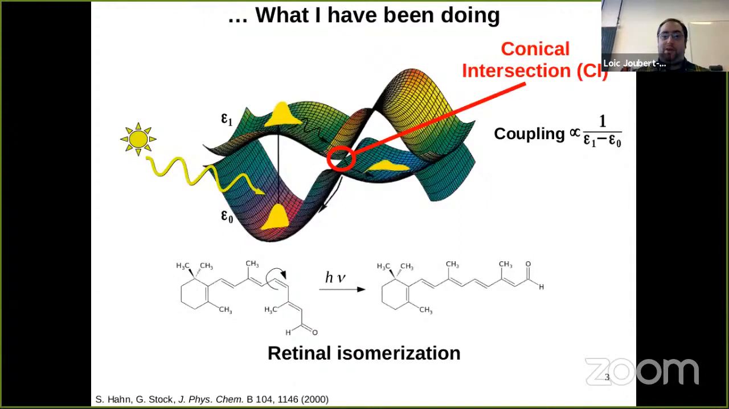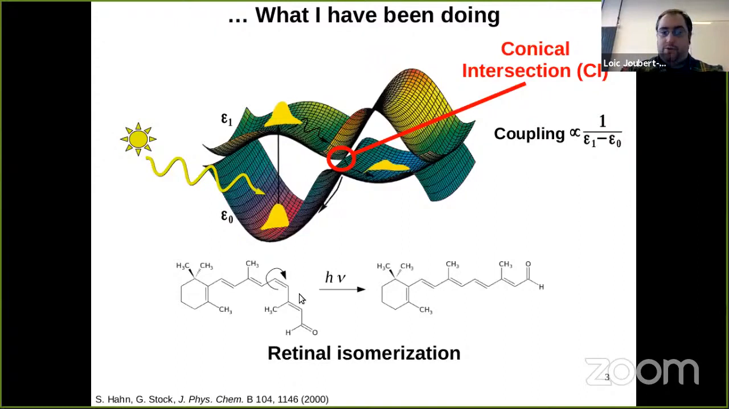And I come more from the community of people working on what I call low energy non-adiabatic dynamics, where only a few electronic states are involved, the few lowest energy electronic states. And usually I take this example of the retinal isomerization to explain what I've been working on. So here we have two electronic states that are represented, the ground and the first excited state. And this reaction is just isomerization from cis form to trans form. And this is the first step of the vision process. So it's quite important for biology.